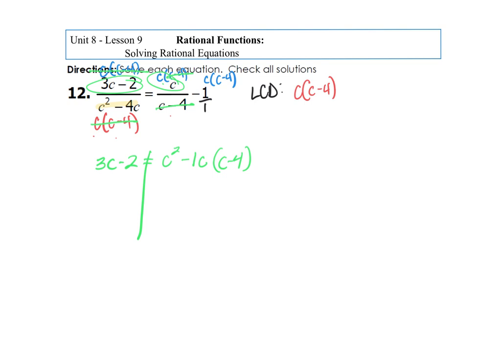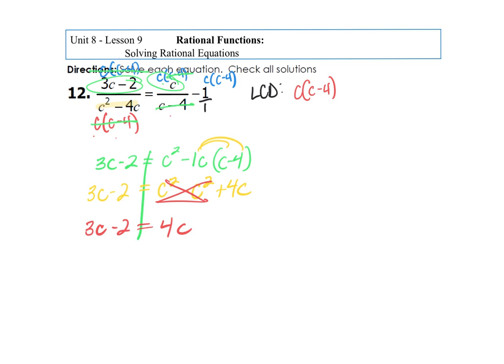Okay, starting off quadratic right now, let's see what happens here. We've got 3c minus 2 that needs to come down. We're equal to c squared, but we need to distribute that negative 1c in. So negative 1c times c is a minus c squared. Negative 1c times negative 4 is positive 4c. So we should notice our like terms are c squared minus c squared, and they cancel out. So even though it started off quadratic, it's now turned linear. So 3c minus 2 equals 4c.